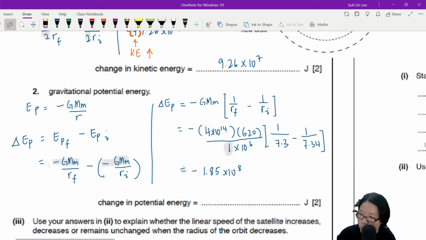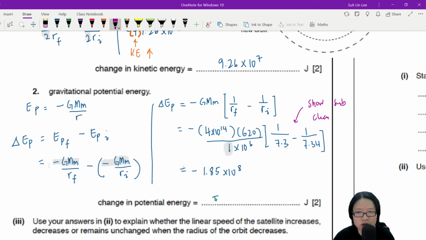Do you need to show this working? Yes. Even if you can definitely shortcut your way, because this one is actually negative KE times 2, change in KE times 2. You can't just write this. Okay, so I'm just going to delete this. Showing the substitution matters. Show substitution clearly, my friends. Okay, so I'm gonna put in.